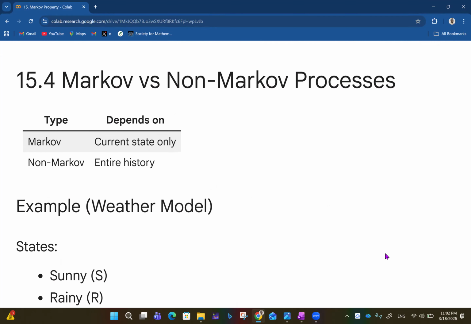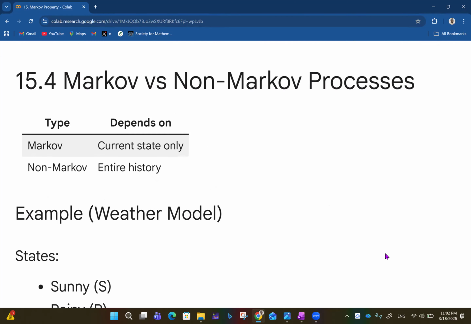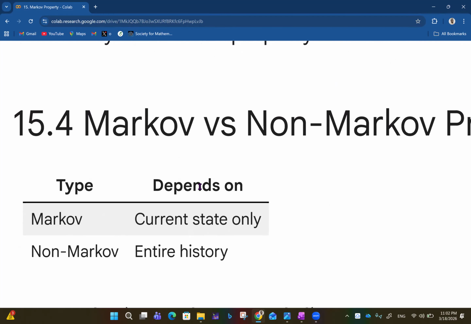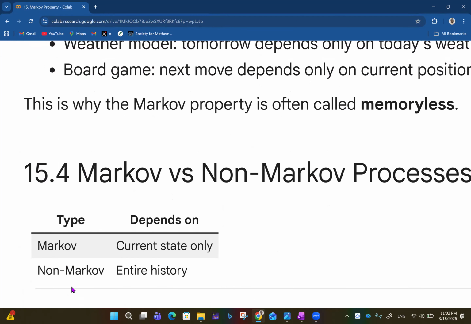So we talk about Markov versus non-Markov processes. A Markov process depends on the current state only. And for a non-Markov process, you have the entire history. So for a non-Markov process, you need all the information that has preceded the current state. But for a Markov process, you need just the step before this one, like we've been saying.